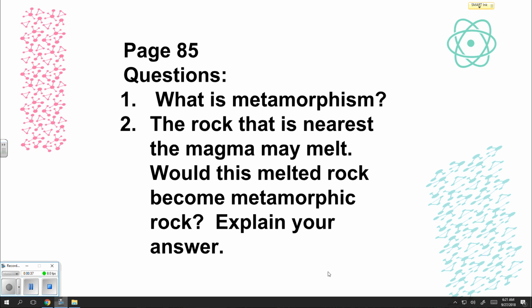Page 85. Questions. What is metamorphism? The rock that is nearest the magma may melt. Would this melted rock become metamorphic rock? Explain your answer.